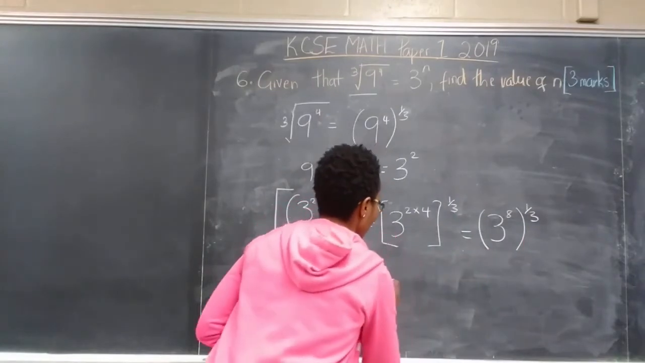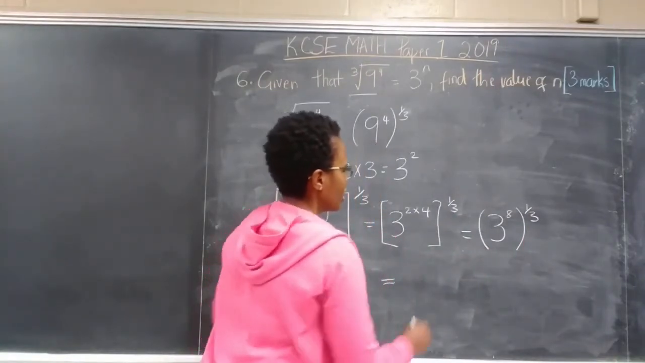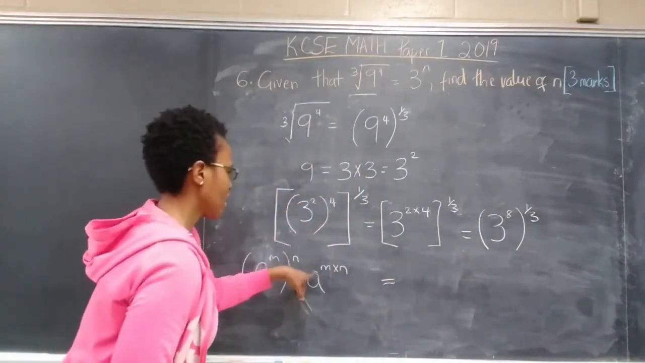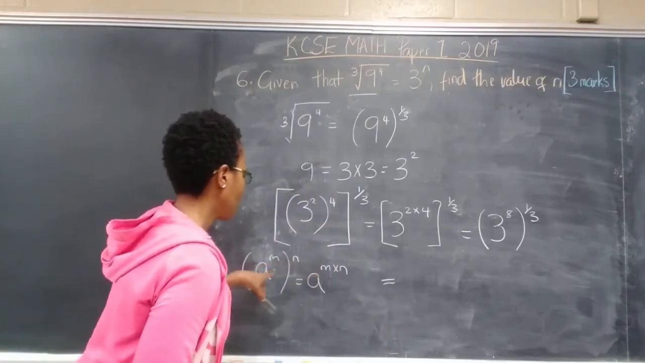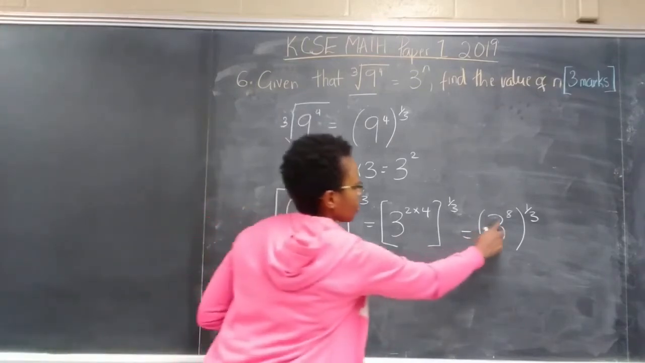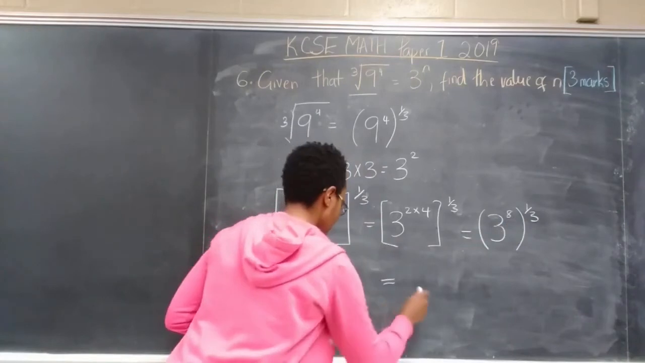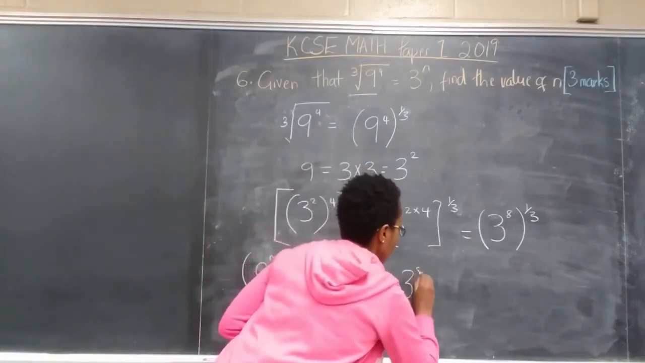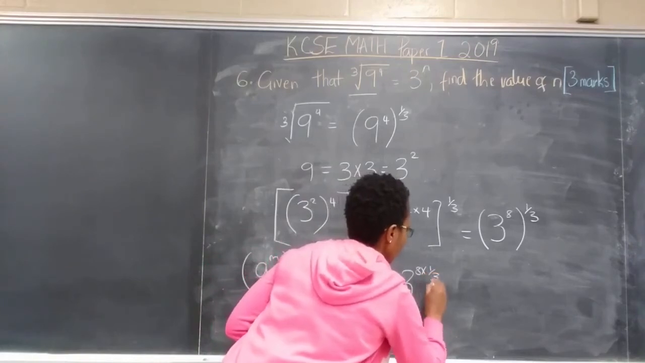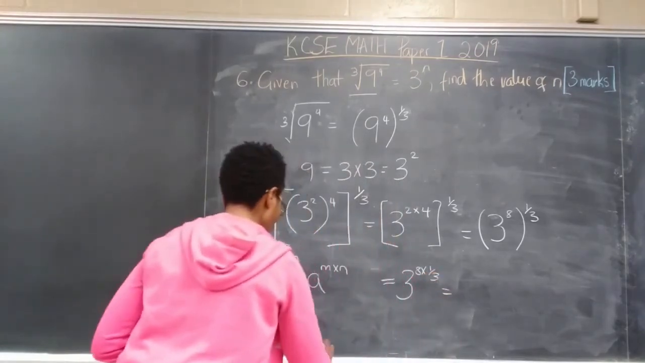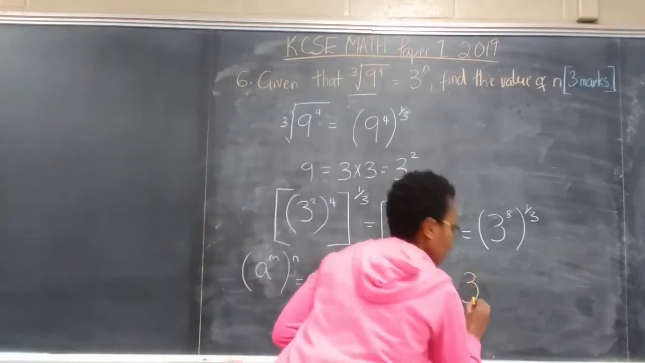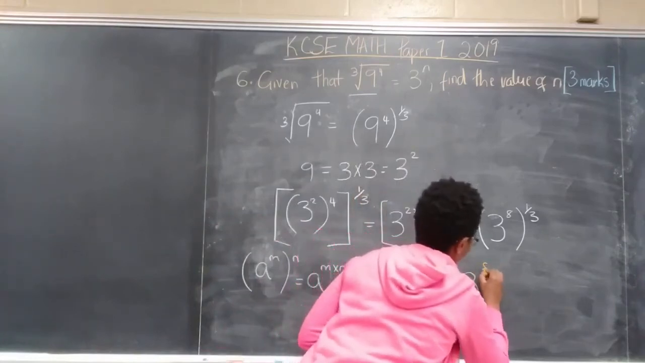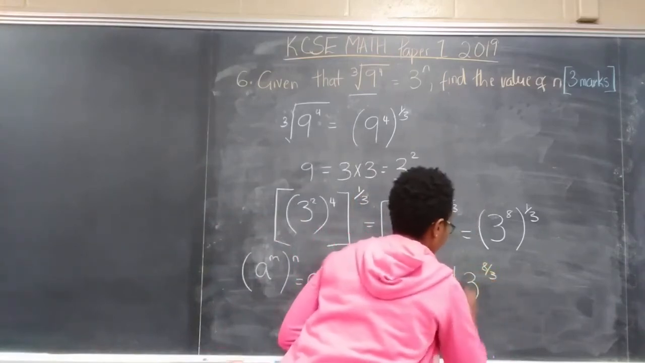So here we can see now we're getting very close to the answer, since we can do the same process again. Here, with m times n, we have a to the power of m times n, here 3 to the power of 8 times 1 over 3. So that's our final answer. So 3 to the power of 8 times 1 over 3, and that is the same as 3 to the power of 8 over 3. So there you go.